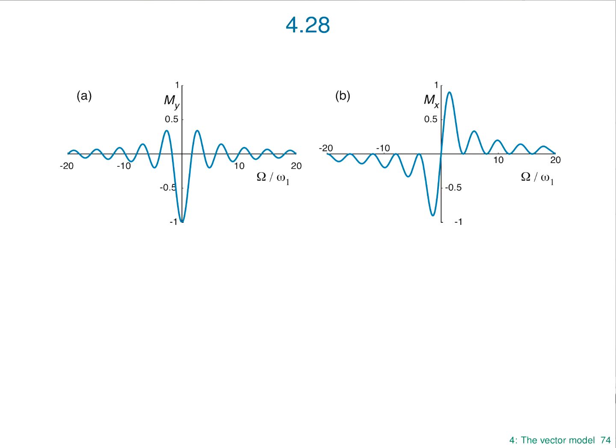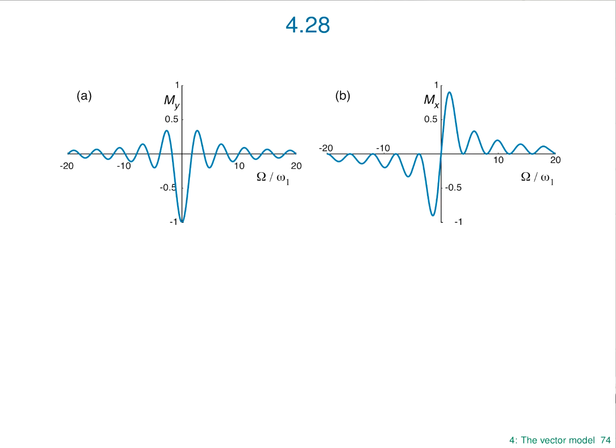And of course it starts at a negative value, because when you're on resonance the magnetization is minus y. And then as you go off resonance you get this rather complicated behavior. It goes through nulls and it oscillates. If you look at the X magnetization, on resonance it's 0, and as you go off resonance it starts to increase, and then it does this kind of oscillating thing.